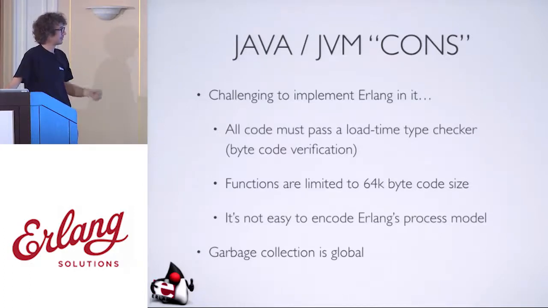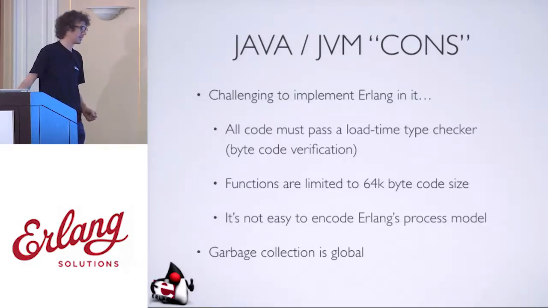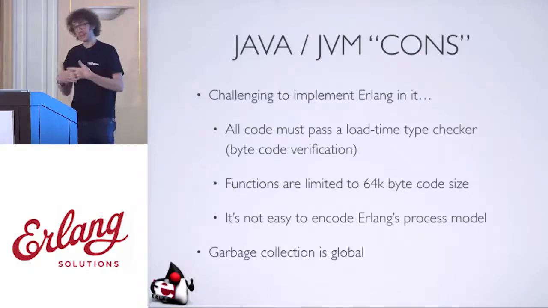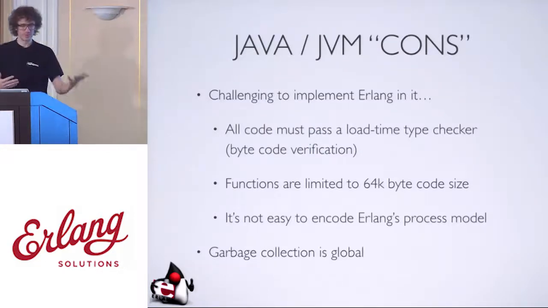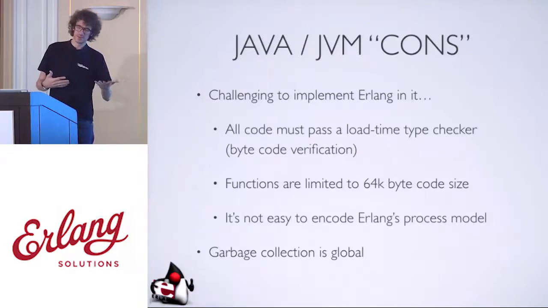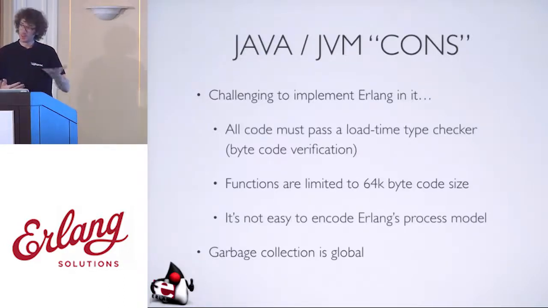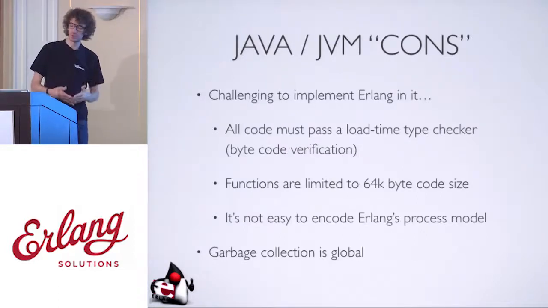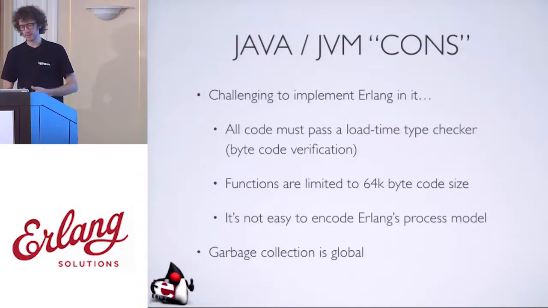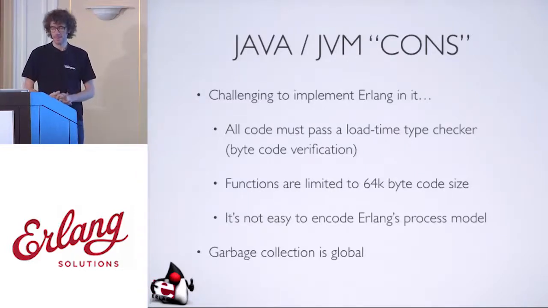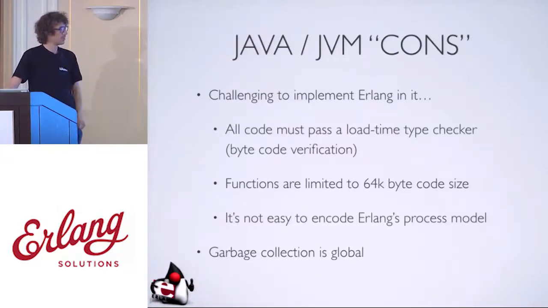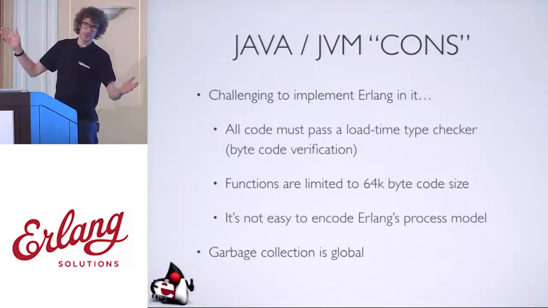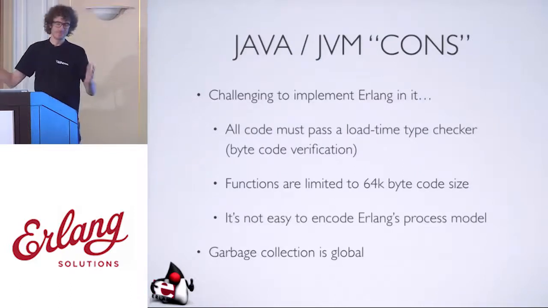Here are some of them. First of all, it's actually quite a challenge to implement, because Erlang is a dynamic language. The JVM is a static platform, very much tied to the Java language, the JVM bytecode. And it has to pass this runtime type check when you load code. There are all kinds of arbitrary limitations. For instance, functions are limited to 64K bytecode size. And actually, if you just take a standard Erlang distribution and compile all the Beam files in there, some of them are bigger than 64K bytecode.